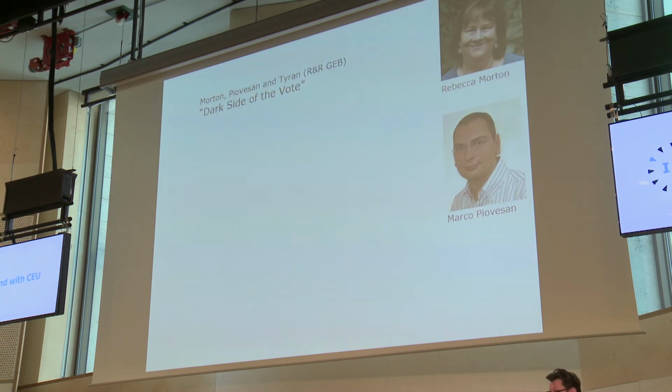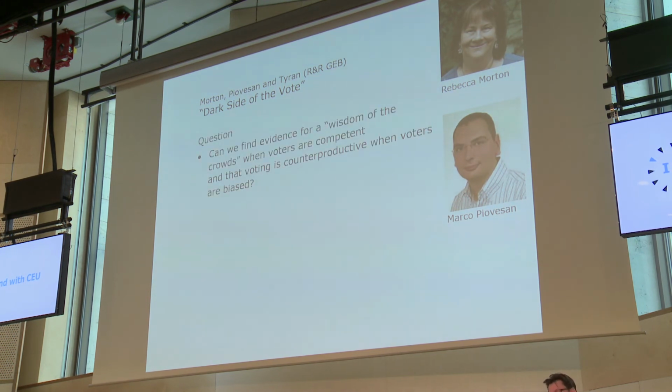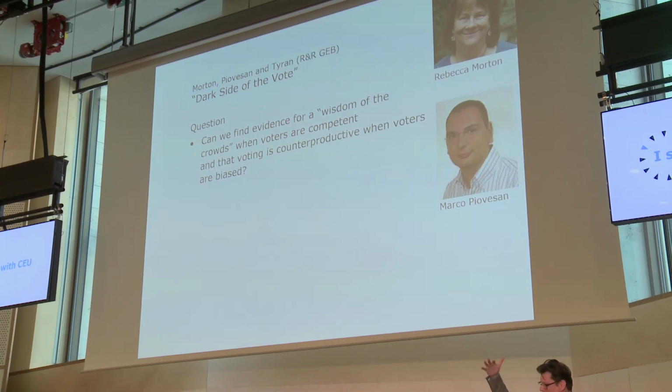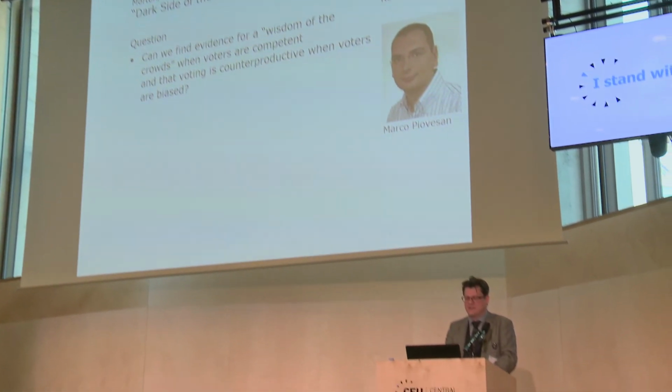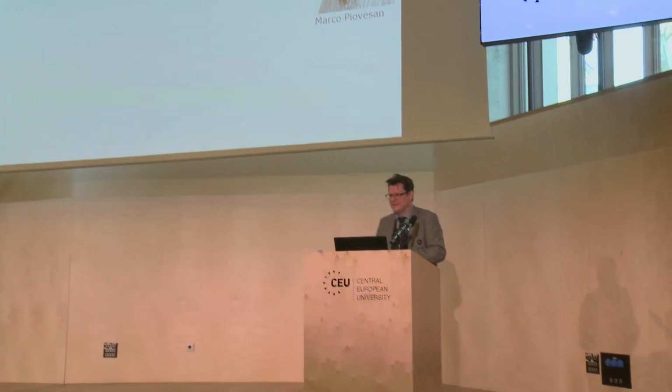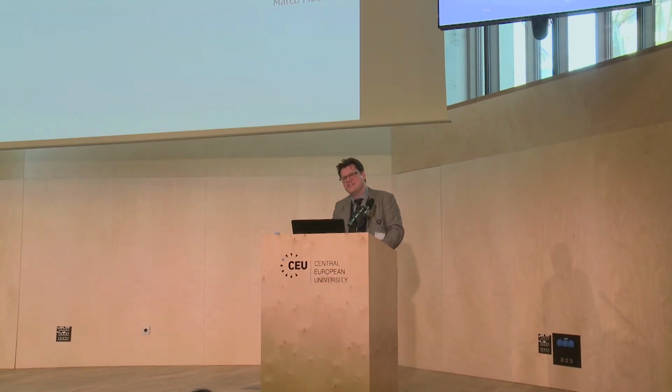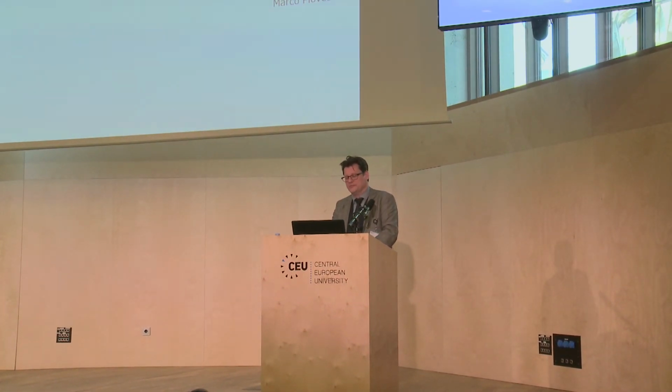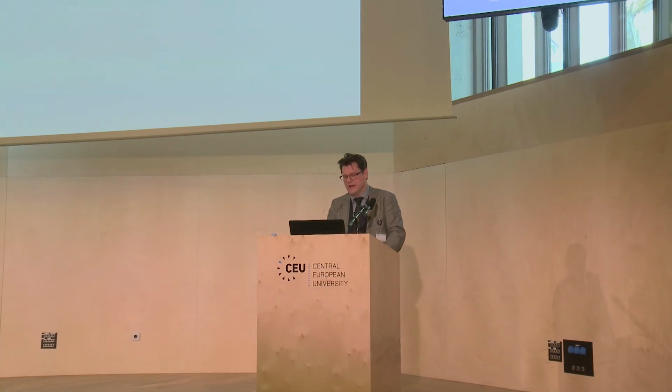So in a project with Becky Morton and Marco Piovizon, we wanted to see, well, is this true? This is currently under revision in Games and Economic Behavior. So can we find evidence for this wisdom of the crowds effect, this upward bulging? Can we find evidence for the dark side of the vote, as we call it? That's the title of the paper, of this downward bulging when voters are biased.